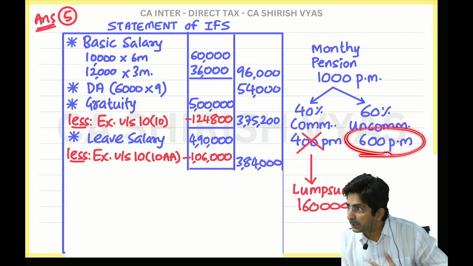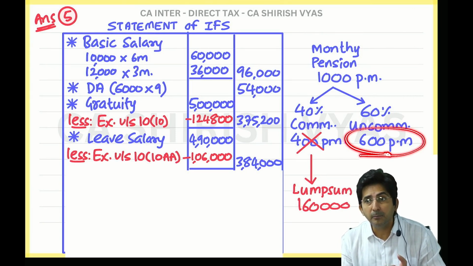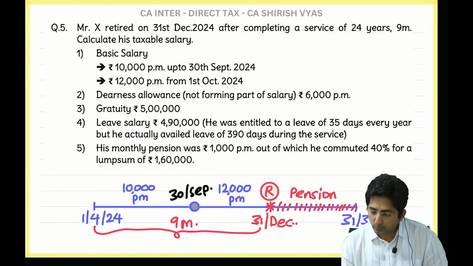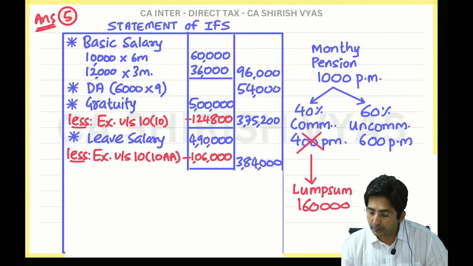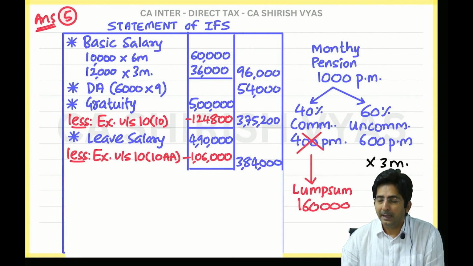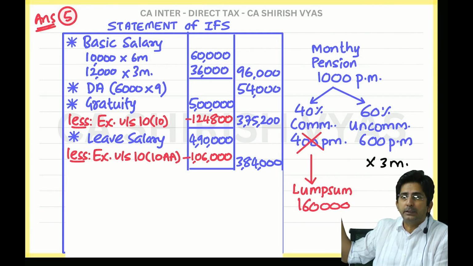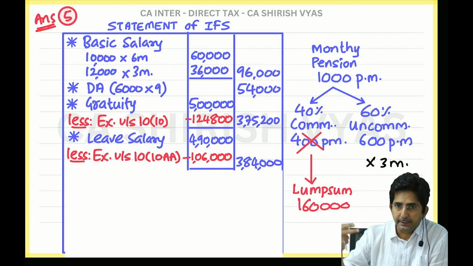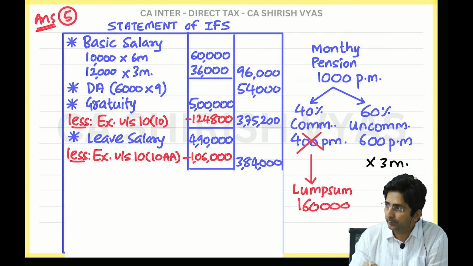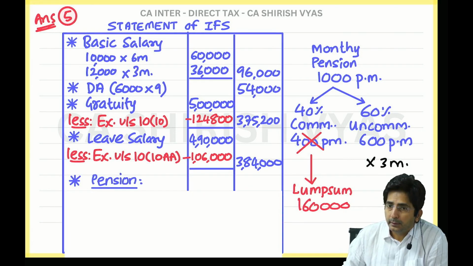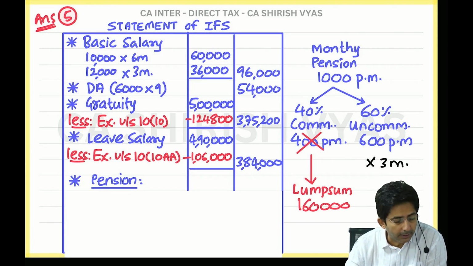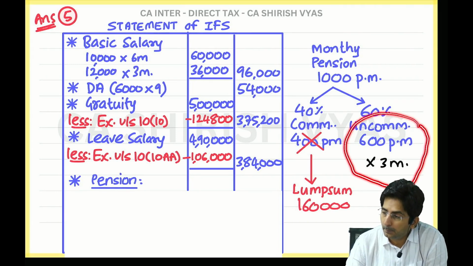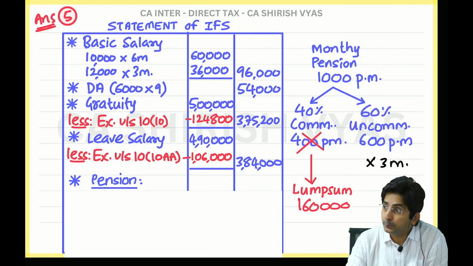And actually this 600 you will get throughout your life. But are we preparing the statement of his whole life or till March? Till March, how many months are there? How do you know? After December, after retirement, Jan, Feb, March. So you will take only 3 months. Actually this working can be avoided in exam to save time. Then in the main statement, how will you present? Pension, and then 2 parts: uncommuted, commuted. First we will write pension as the heading, and then uncommuted is this 600 per month, multiplied by 3 months, and you know uncommuted is fully taxable.